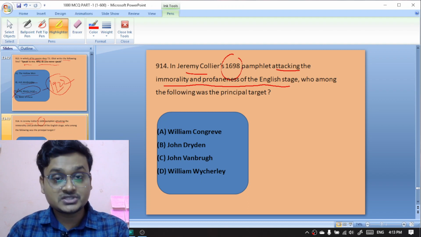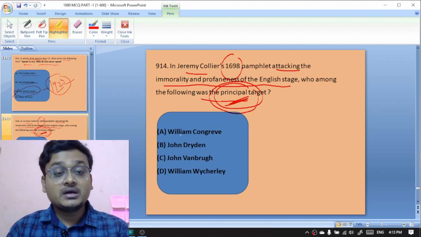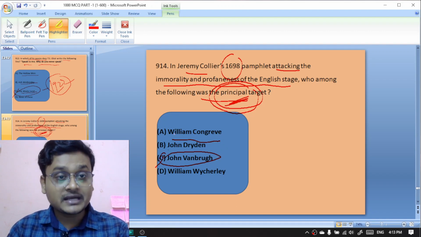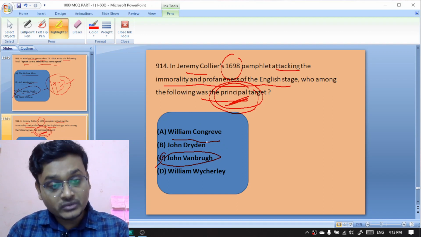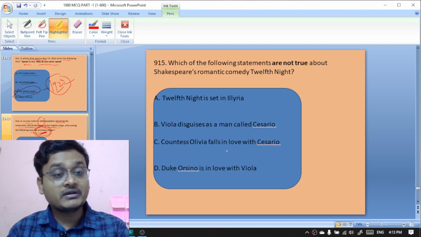In Jeremy Collier's 1698 pamphlet, where he attacks the immorality and the profaneness of the English stage, who among the following was the principal target? William Congreve was there, but William Congreve was not the principal target. Rather, it was John Vanbrugh. John Vanbrugh was the principal target of Jeremy Collier, whereas William Congreve was also attacked. He had also attacked William Congreve in this work, but Vanbrugh was the main or the principal target. So here C is the right answer.